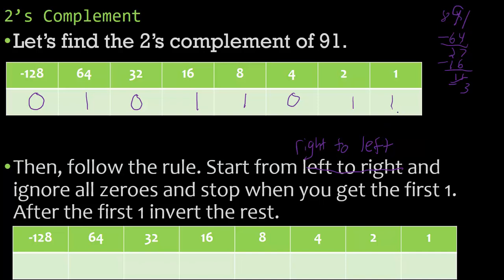Well, there are no zeros when I'm starting from the right. I wind up with the first one. After the first one, you invert the rest. We're going to keep this first one. I have arrived at my first one. Now what I'm going to do is invert the rest of them.